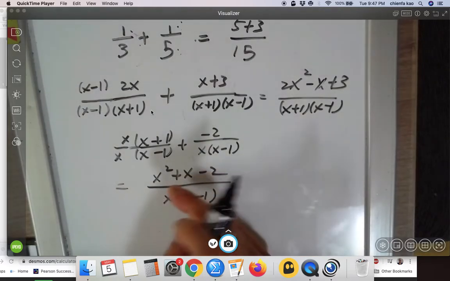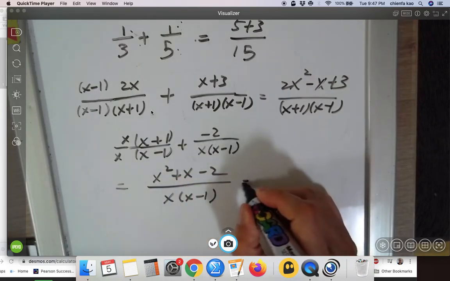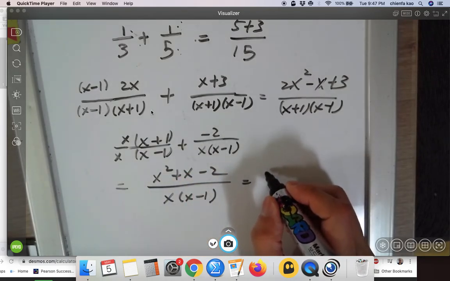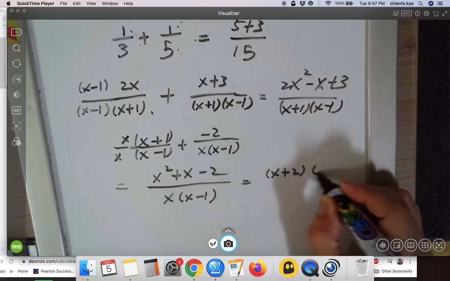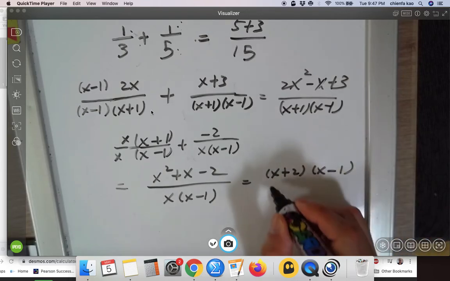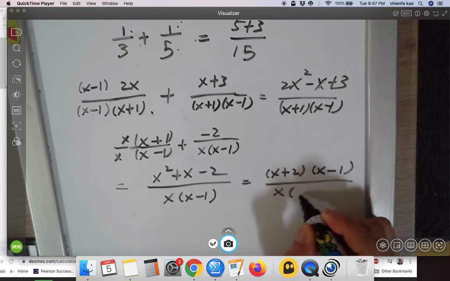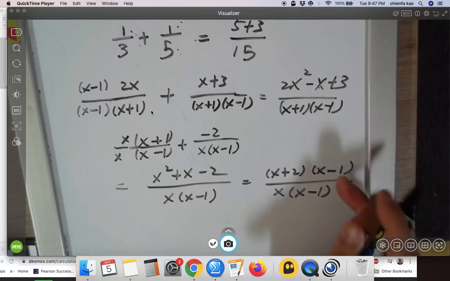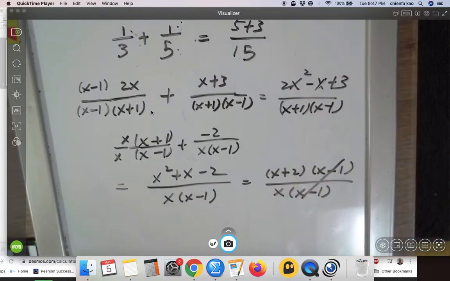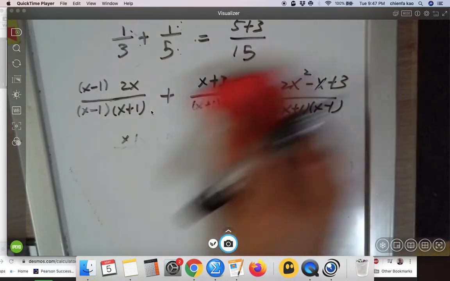If you want to turn this into a fraction, you can as well, but you don't have to if you don't want to. So obviously this is x plus 2, x minus 1, and then x times x minus 1. If I ask you to simplify, obviously the answer would be this, right? And then make sure you state the restrictions. But today I just want you to simplify. If it's in the simplest form, this would be your final answer. Okay? Why don't you try one again?